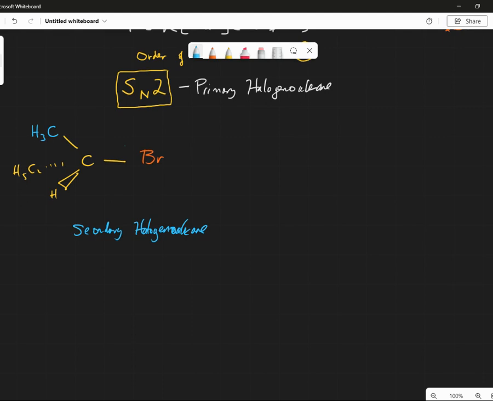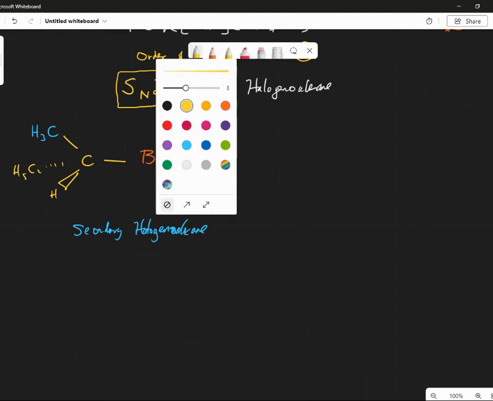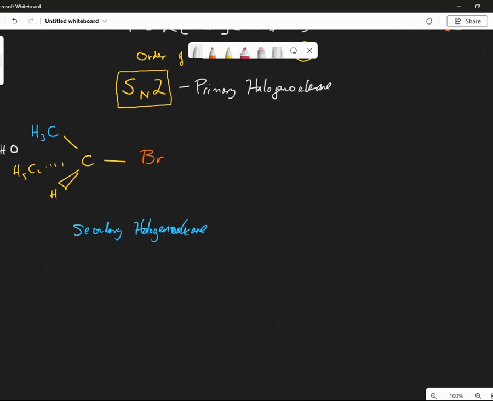And now what's going to happen is the same as before. The OH minus comes in here and that leaves. So for a primary, this is a very cheap way of drawing primary, and a secondary, the mechanism is SN2. It's the same mechanism for primary as for secondary.